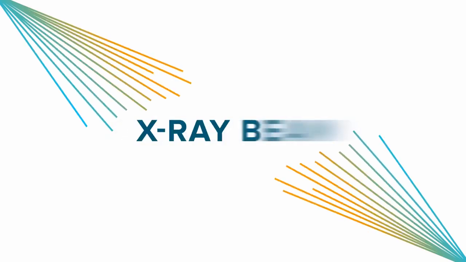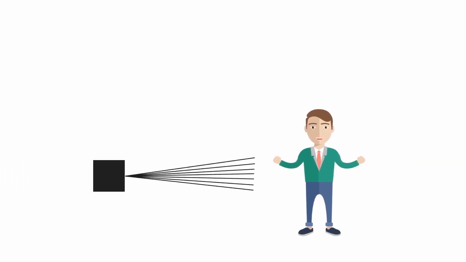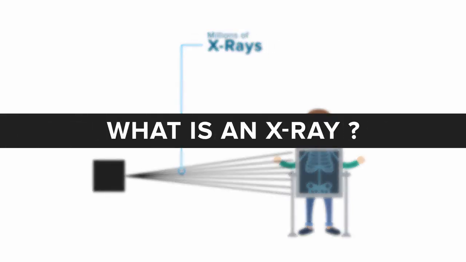Welcome. This lesson is the first in a series about the X-ray beam. Radiographic images are created by exposing the patient to an X-ray beam. The X-ray beam is actually composed of millions of individual X-rays. So what is an X-ray?